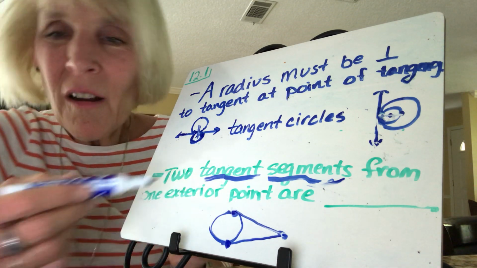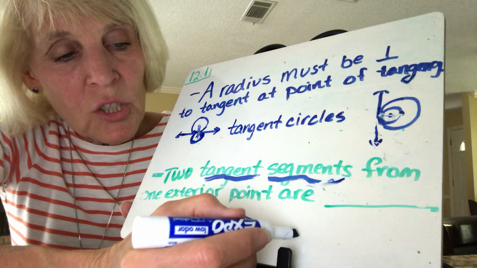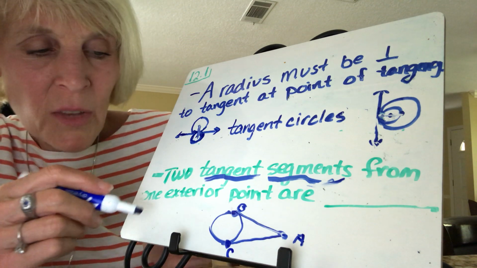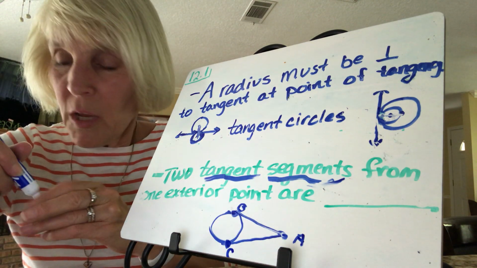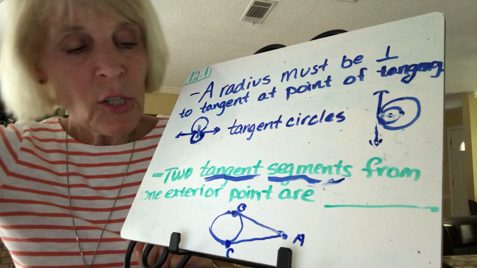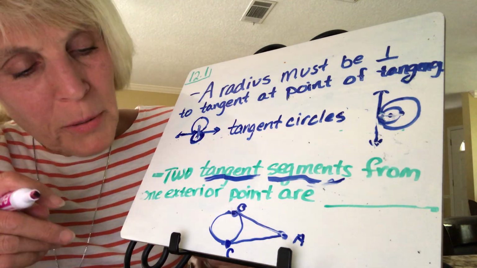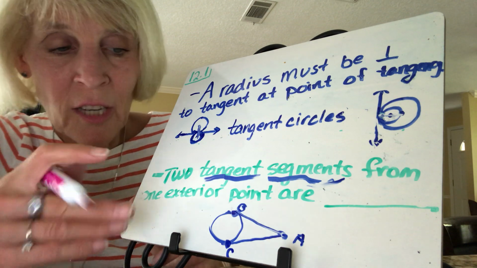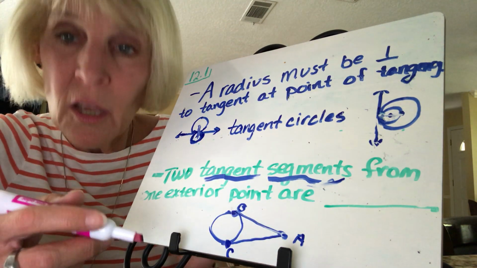Now, what are those two tangent segments? Let's just label them. Here's A, here's B, here's C. Let's think about what we already know. I'm going to look at what I could tell you about segments AB and AC. That's really what this is asking. Two tangent segments, AB and AC. What are they?